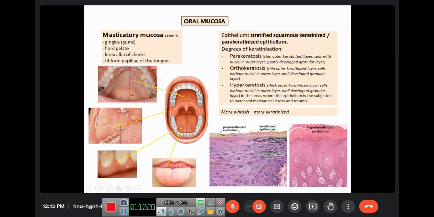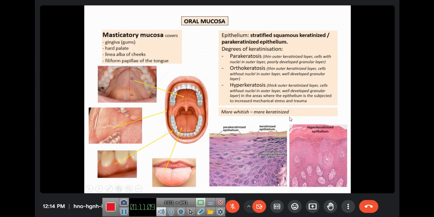So, masticatory mucosa covers the gums, the hard palate, and also the so-called linea alba of cheeks. You see it here. It is the mid portion of the cheek, and this line corresponds to the area when the lower and upper teeth meet together in the chewing process. So during chewing, this area is usually damaged by lower and upper teeth. So in this area we have more keratinized epithelium, and this is why it looks more white. Because more whitish means more keratinized.